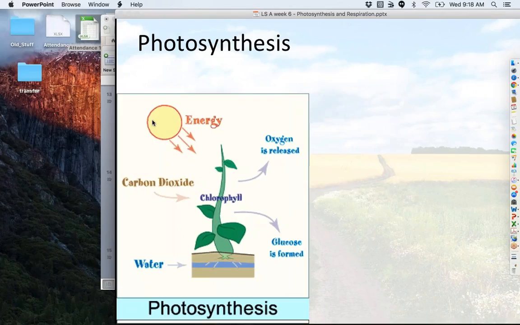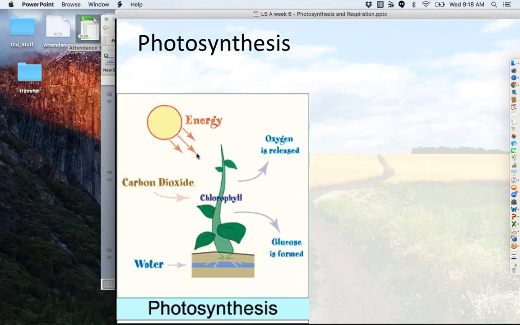Have you heard of photosynthesis before? Did you know that this was going on around you? All right. A couple people have. It's okay if you haven't.